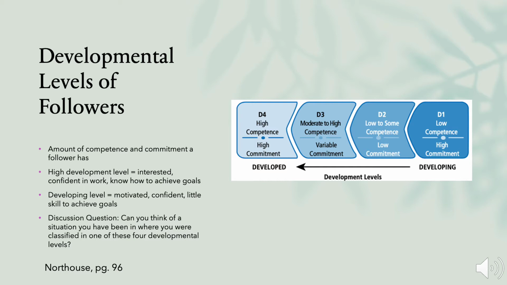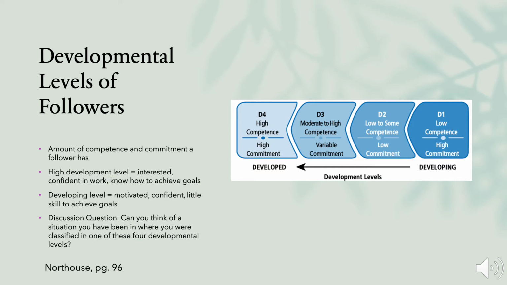On the other end, the developing level is that a follower is motivated and confident but has little skill to achieve the goals. So as you can see on D1 on the right side, they would be developing and they would have low competence but high commitment.